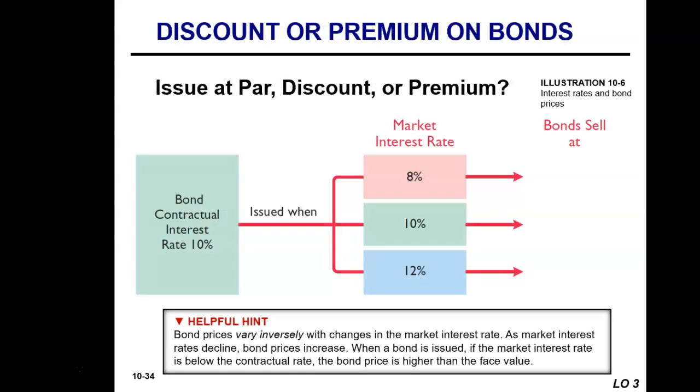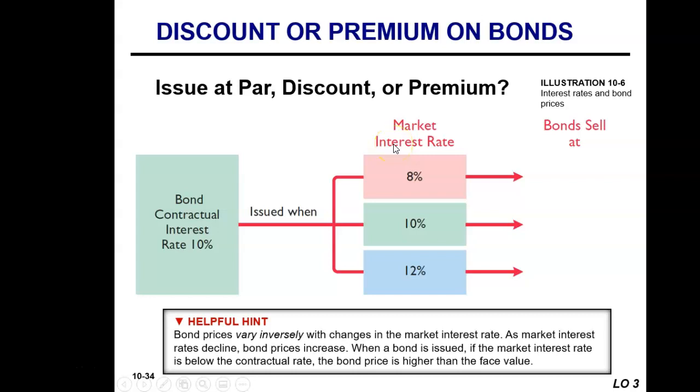Now, as I mentioned before, bonds may be issued at their face value, at a discount, or at a premium. It's contingent upon the bond's contractual interest rate compared to the current market rate of interest. So again, the contractual interest rate stays the same. That rate cannot be changed. But the market interest rate is going to fluctuate all the time. So depending upon when your bonds are sold, your bonds may sell at their face value, at a discount, or at a premium. It depends upon the contractual interest rate at that point in time compared to the market interest rate.